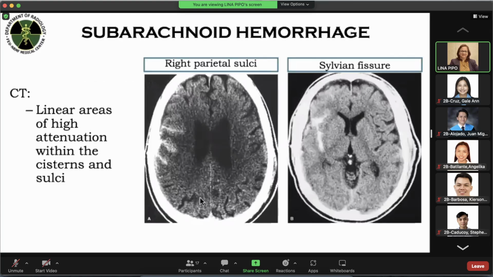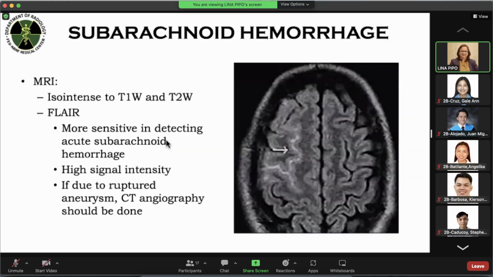So this is an example of subarachnoid hemorrhage. As you can see, there are linear areas of high attenuation within the cisterns and sulci. This one is in the right parietal sulci, and this one is in the right sylvian fissure. This is evidence of subarachnoid hemorrhage. In MRI, it appears isointense on T1 and T2. In FLAIR, which is more sensitive in detecting acute subarachnoid hemorrhage, it presents with high signal intensity like this one. The sulci are delineated by the blood or hemorrhage.